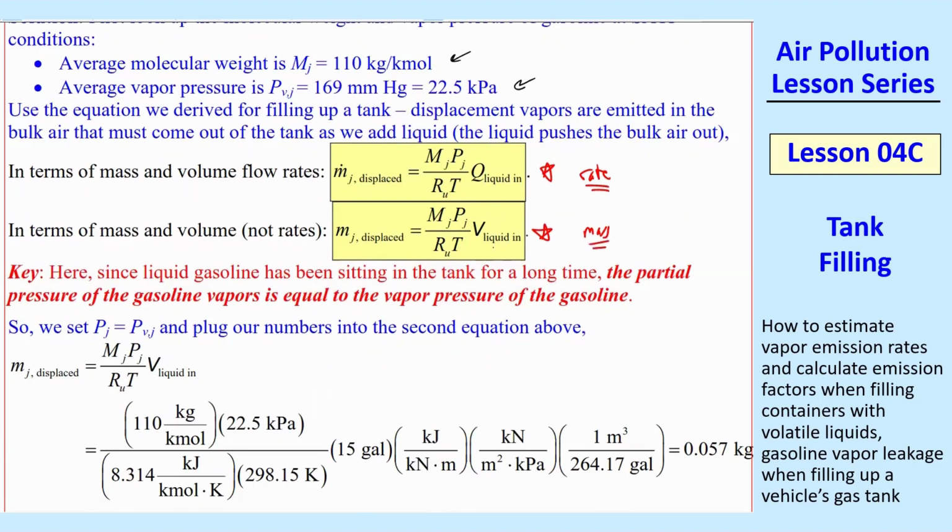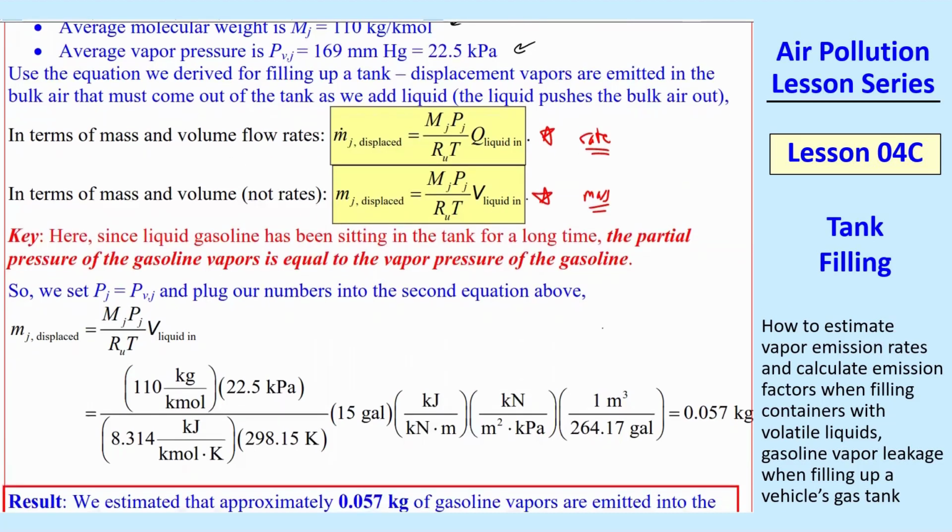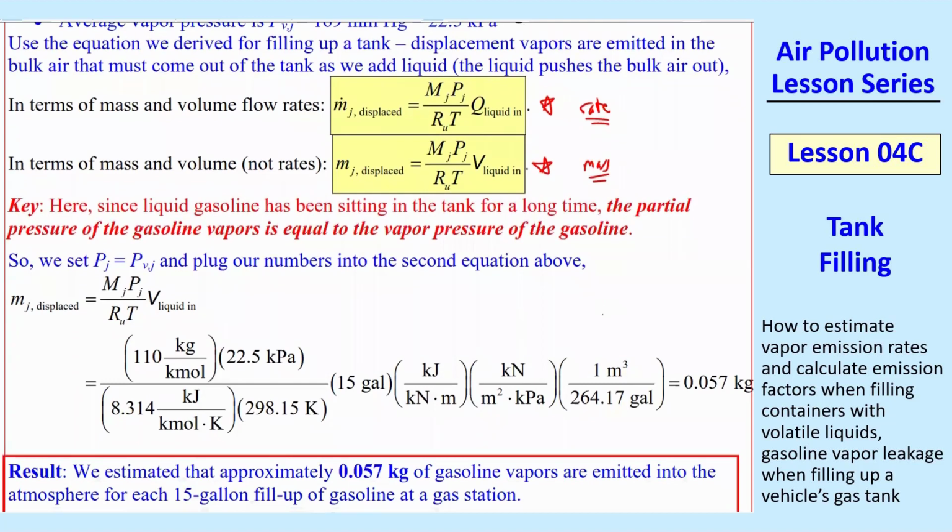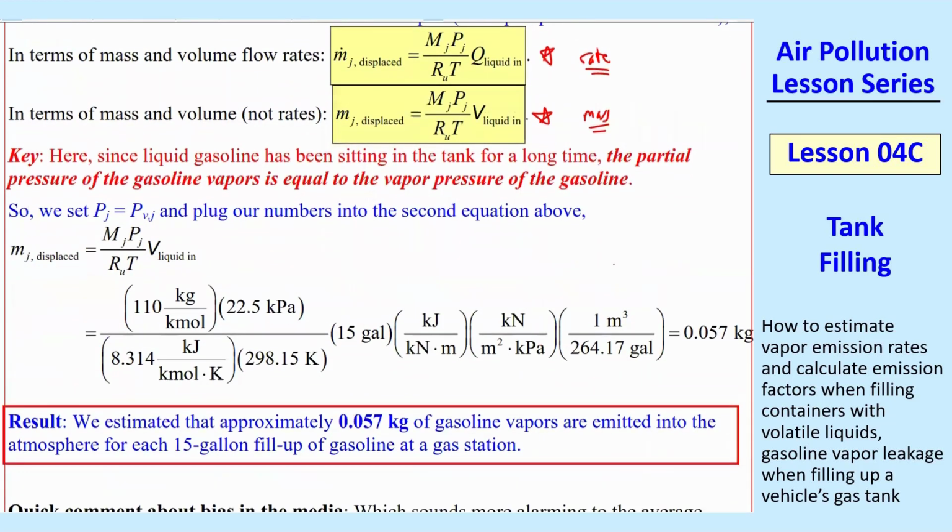So if I have a tank that's 15 gallons of volume and I add 15 gallons of liquid, I have 15 gallons initially, roughly, of bulk air, and all of that comes out. So we know if it's been sitting there for a while, the partial pressure of the gasoline is equal to the vapor pressure of the gasoline.